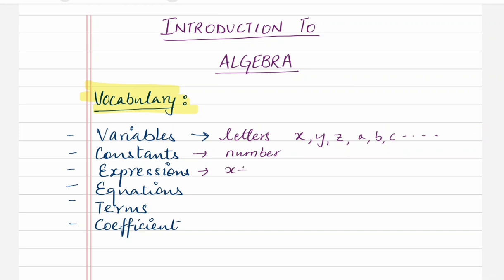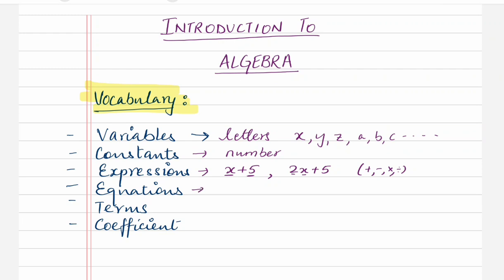So like x plus 5, it's a variable and a constant together, so that is an expression, right? It could be 2x plus 5, so a number and a variable multiplied and then adding. So you can use any of the operations. You can use plus, minus, multiply, or divide, and you can have an expression, right?